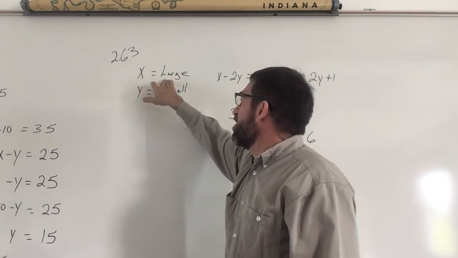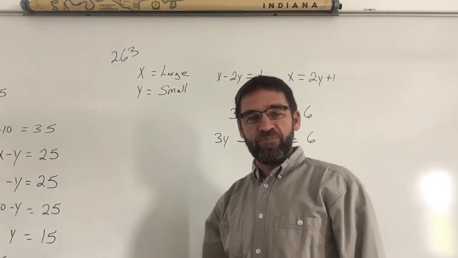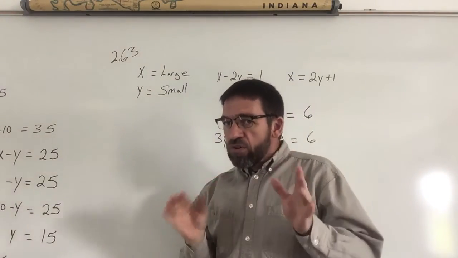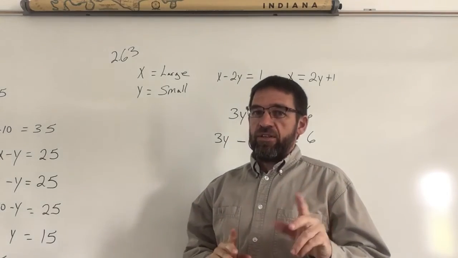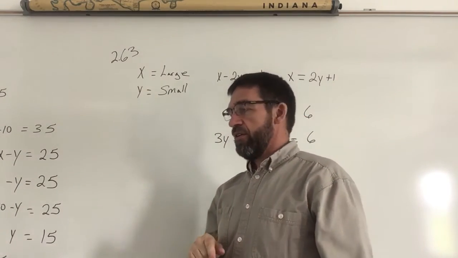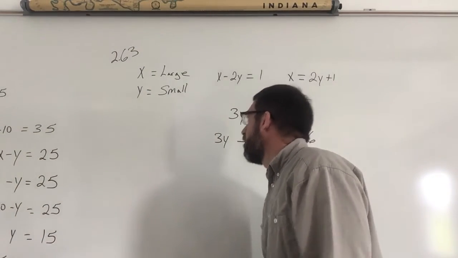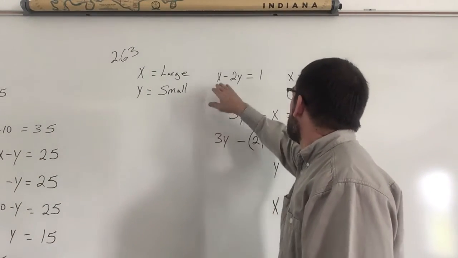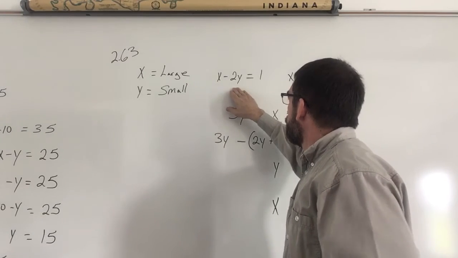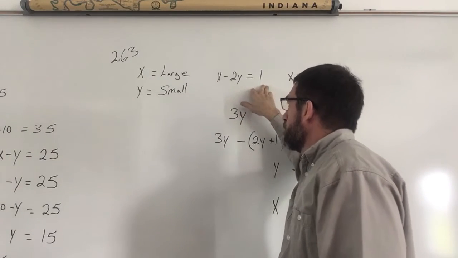Let x represent the large number, y the small number. And again, you're going to be able to set this up differently if you want. You don't have to figure every time the way I'm figuring this one. But the way I did this one, x minus 2y equals 1. Okay?